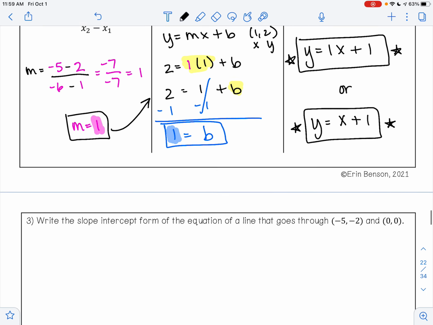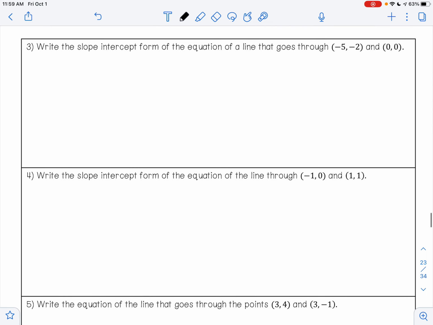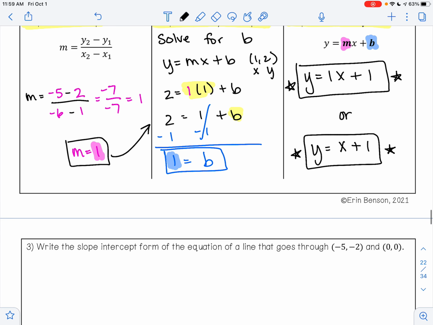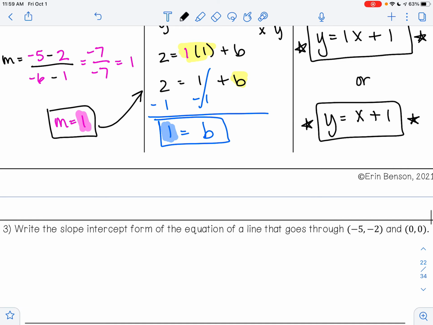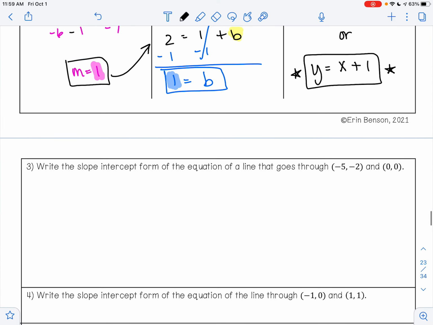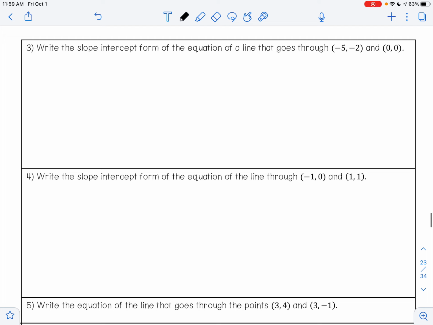Let's go ahead and look at the next example. Example 3 says write the slope-intercept form of the equation of the line that passes through -5, -2, and 0, 0. Now, they didn't list out the 3 steps like how they did on the first 2 examples, but you know what those 3 steps are. So let's go ahead and apply them here.